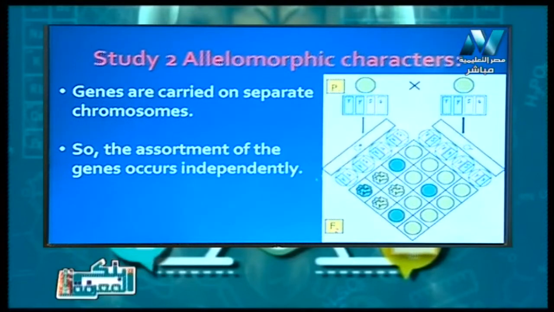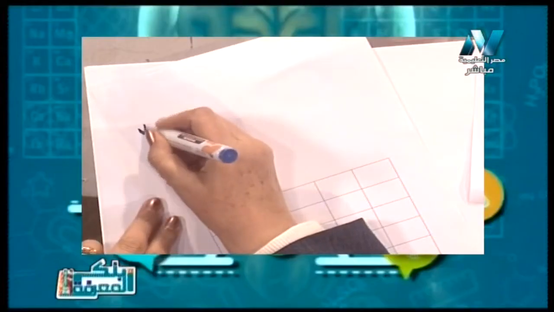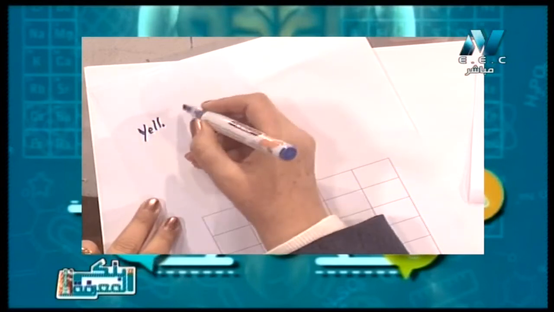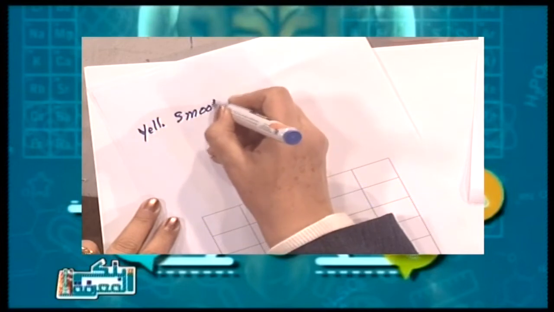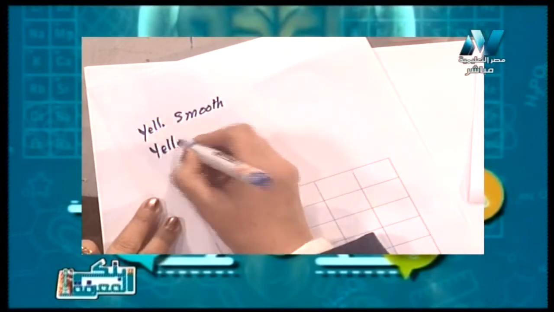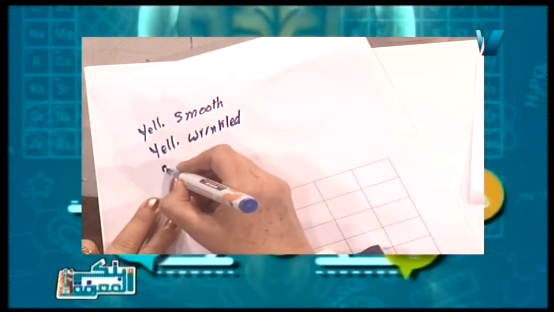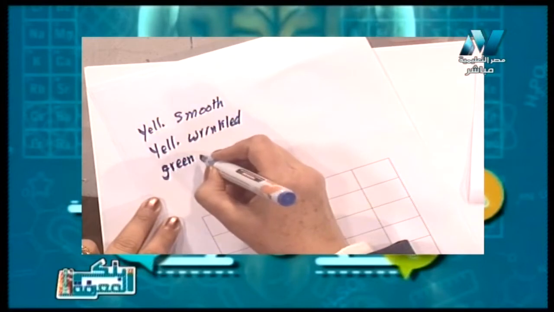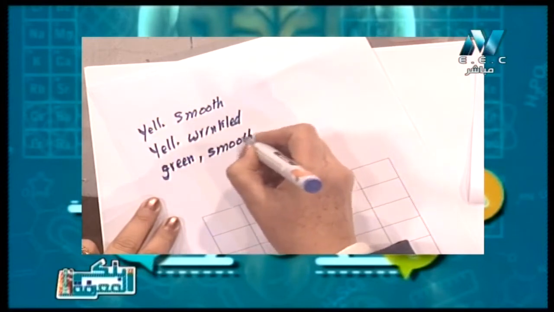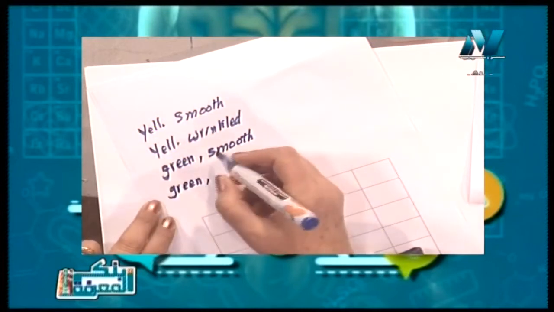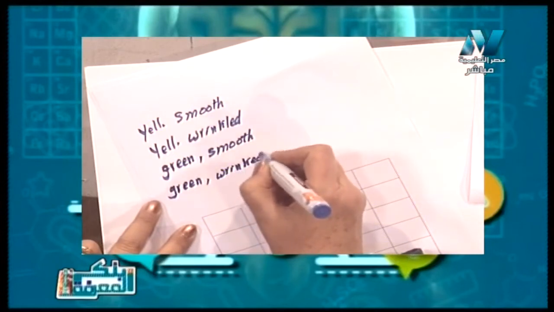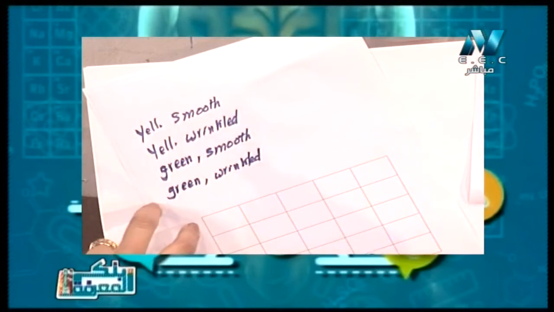And you can easily count how many individuals are having yellow seeds and at the same time smooth seeds, and how many yellow with wrinkled seeds, how many green with smooth, and how many green with wrinkled. Because we study two genes or two pairs of genes, so we will have another ratio.